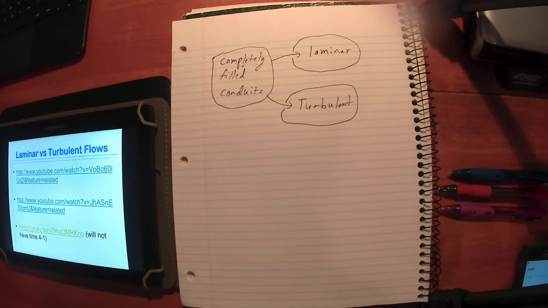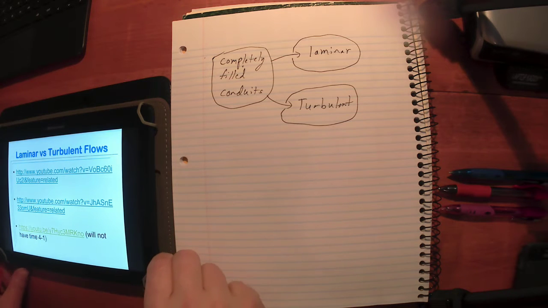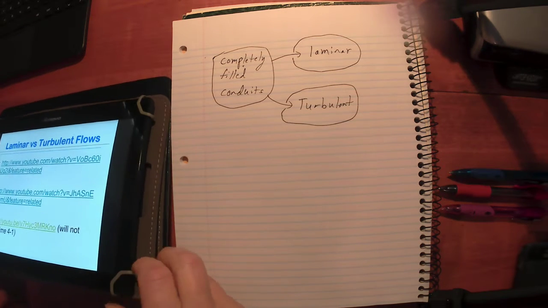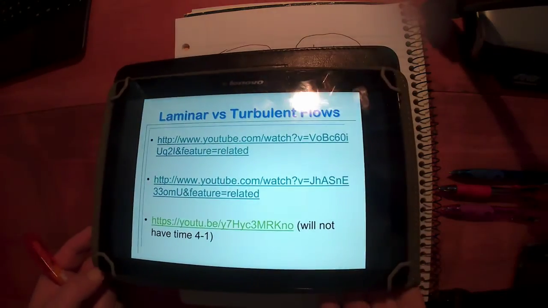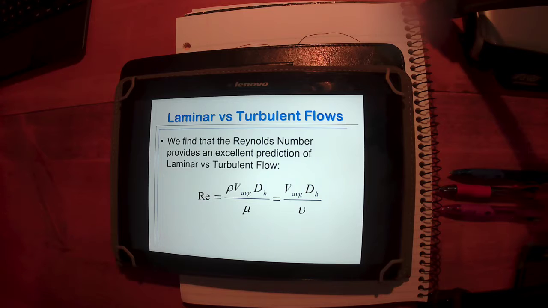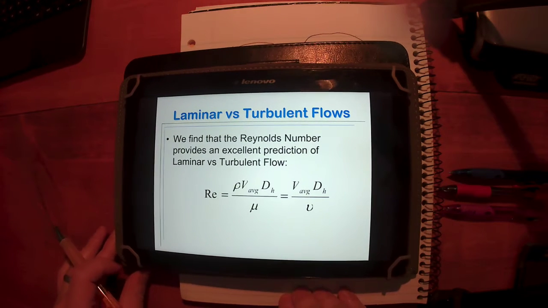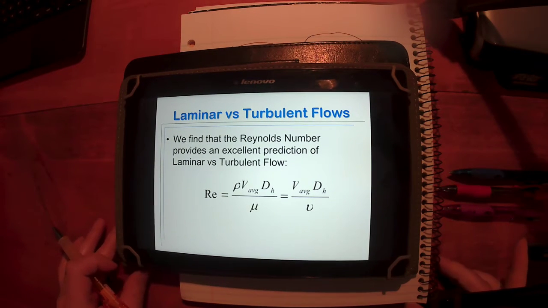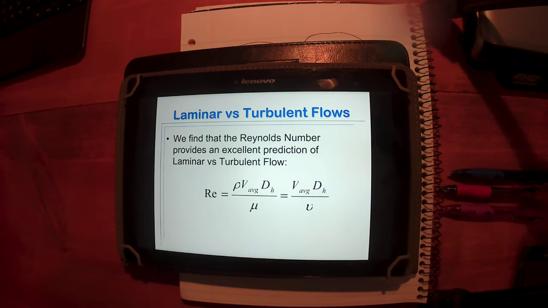Okay, so let's pick back up there. So now you've learned about laminar versus turbulent flow and the difference between them. Hopefully you've learned a little bit about how we know which one is which. Well, the truth of the matter is we don't know for sure if flow is laminar or turbulent unless we actually can look at it.